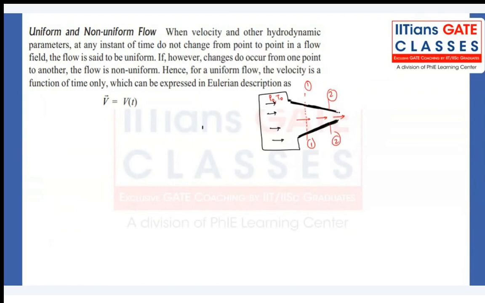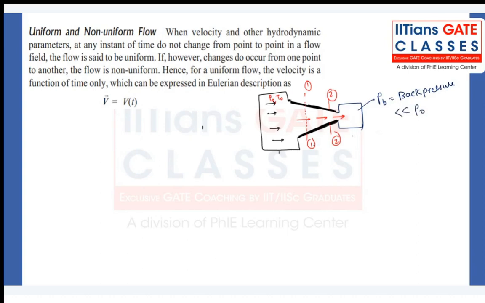Why will it happen? Because maybe I have connected some back pressure here. For example, the back pressure has been maintained lesser than P naught, much less than P naught. So flow will happen because the pressure force is the driving force, right? From a higher pressure to a lower pressure, flow will happen through the nozzle.